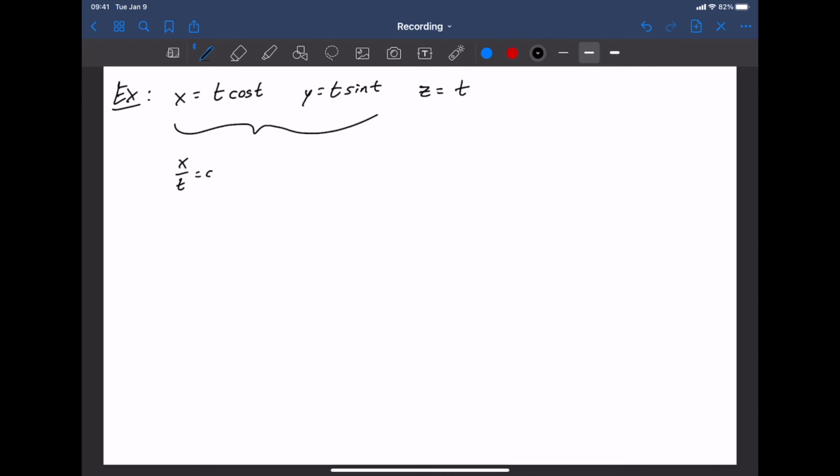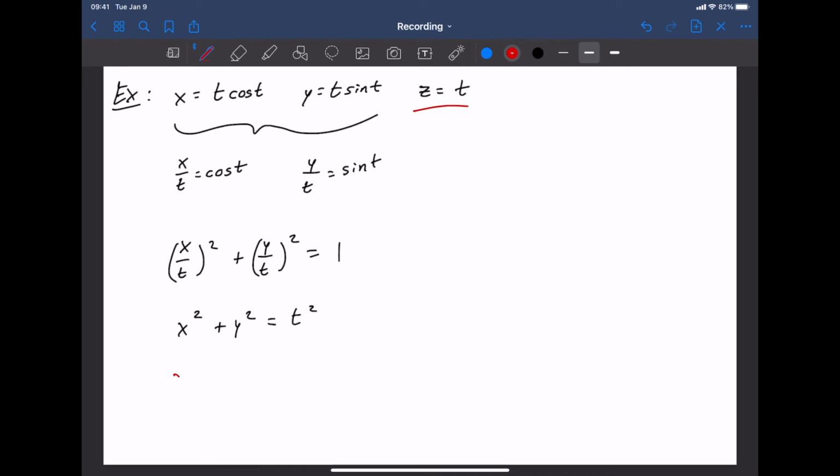So we can start by combining these two. X over t would be cosine, y over t would be sine. And so then x over t quantity squared plus y over t quantity squared would be 1. And I'll show you one more technique here. So in general, you could solve this as x squared plus y squared would equal t squared. So we see that we don't really have a surface, right? But then we can remember that z equals t. And so we would have x squared plus y squared equals z squared.